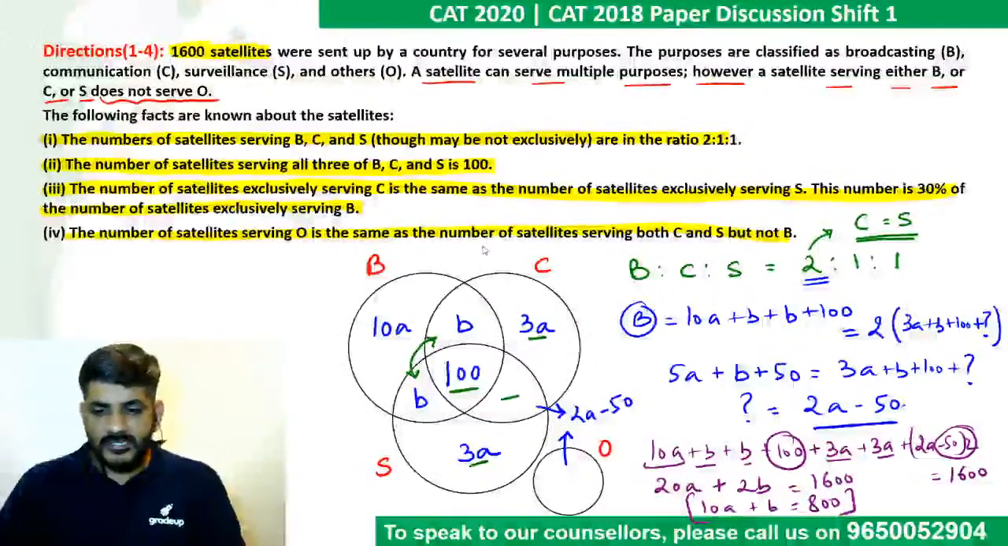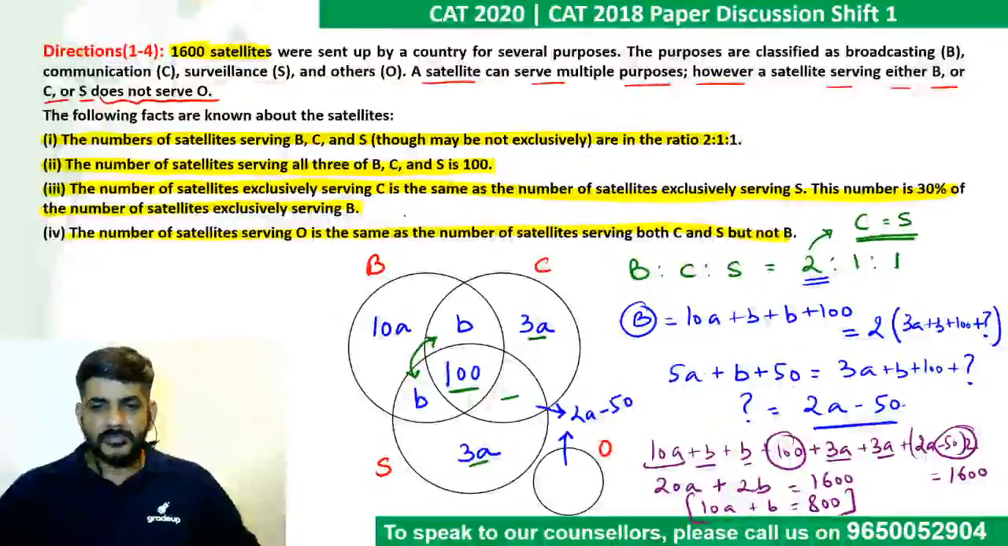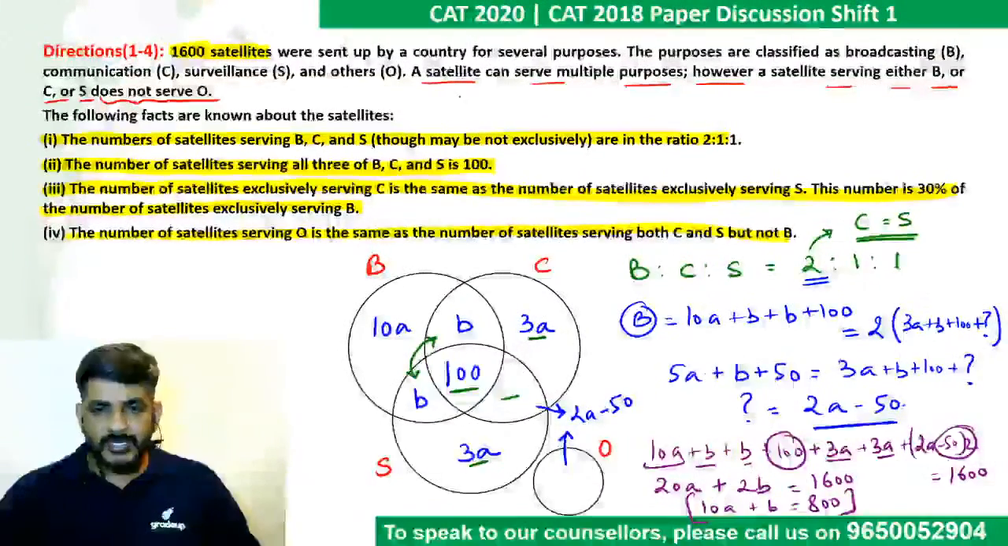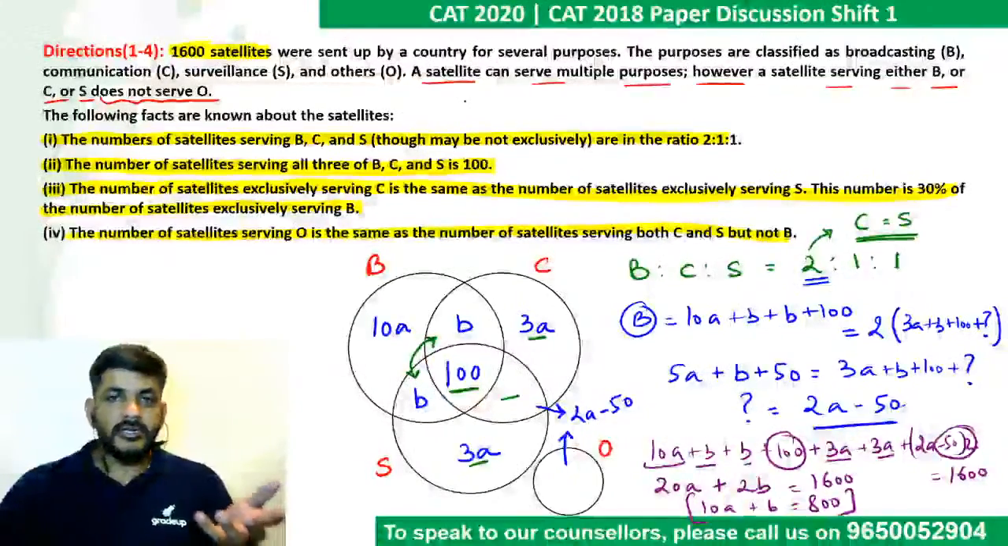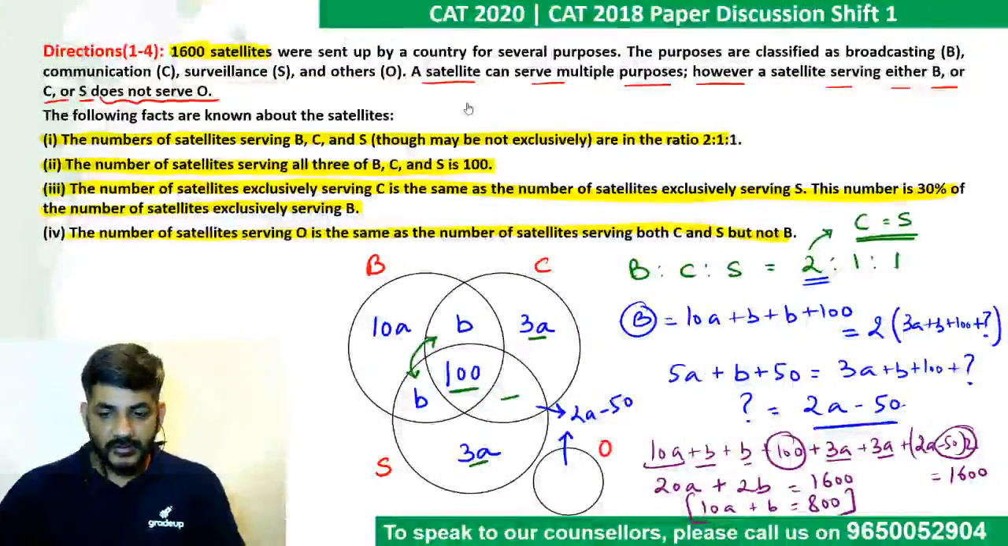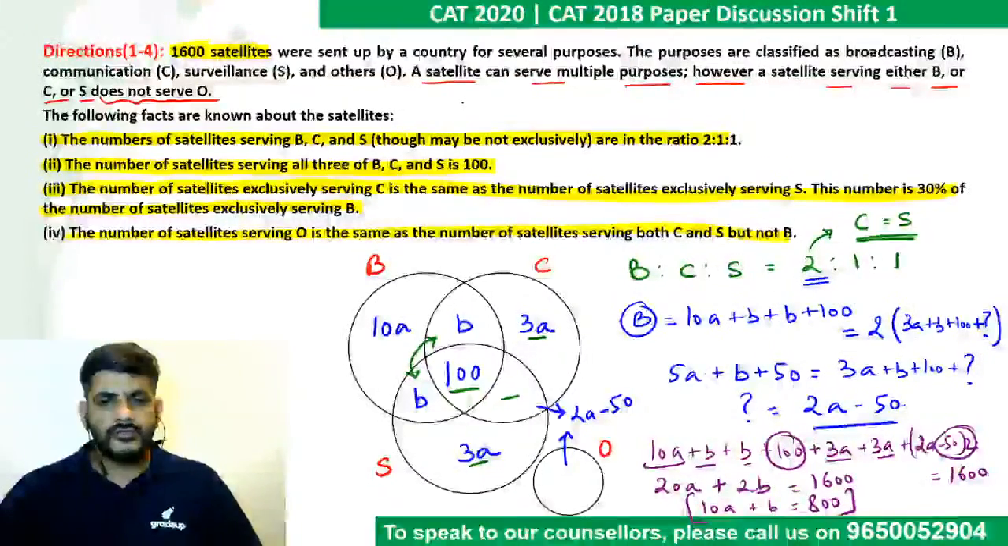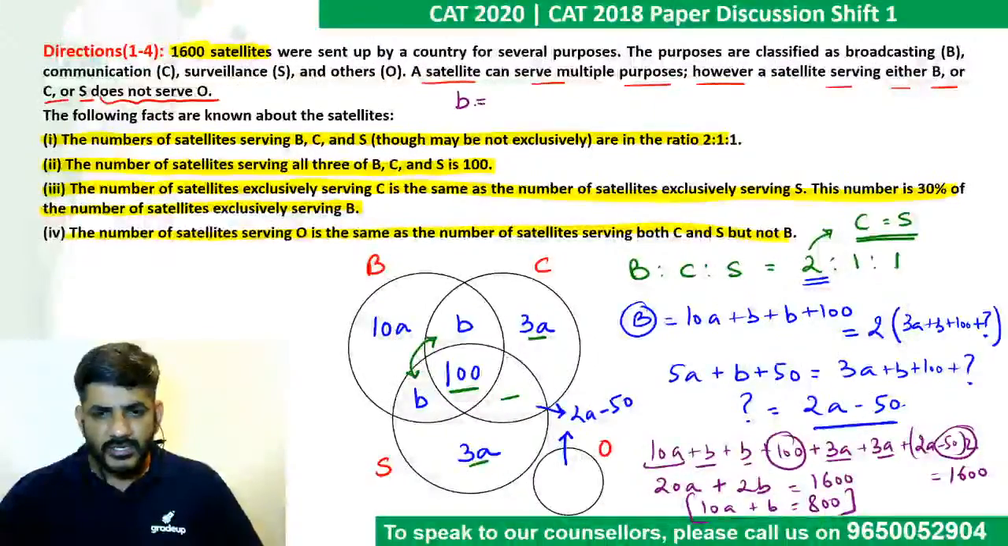Okay, so let's start putting some values now. 10A plus B is 800. So what all values of A and B can be there? If I say 10A plus B is 800, obviously 10A is a multiple of 10. 800 is a multiple of 10. So I have to put some values of B such that they become a multiple of 10. So B should also be a multiple of 10. So what all values of B can I put here? The first value can be 0.